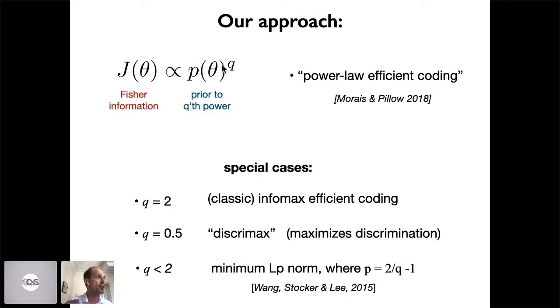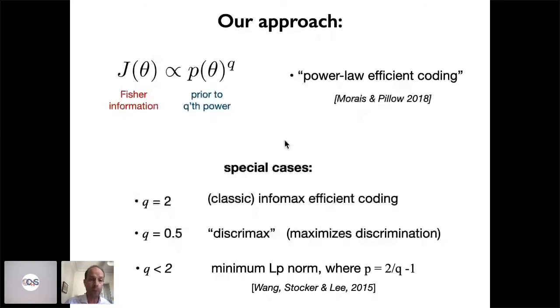And so notice that if Q is greater than 1, then this is accentuating the peaks and smushing the tails. If, on the other hand, Q is less than 1, then we're effectively squashing the peaks and allocating more information to the tails. And I should say, there are special cases. So this is a more general class of efficient codes, which we'll call power law efficient coding.